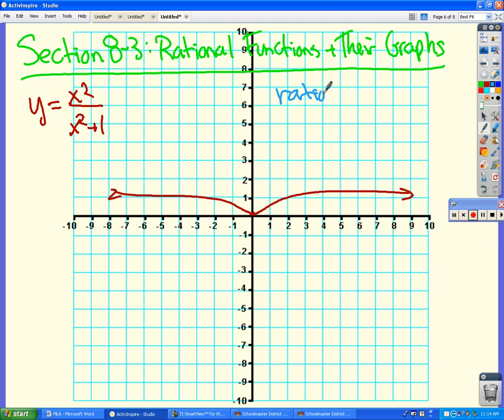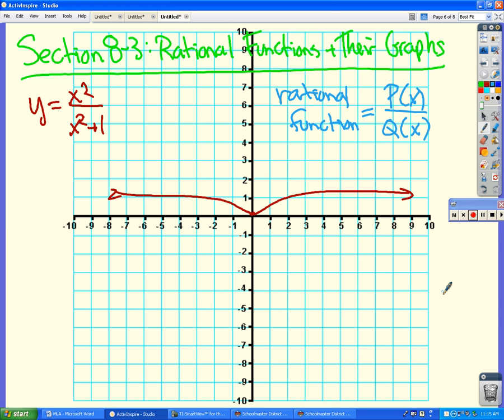A rational function, you should think fraction when you hear the word rational, because a rational number is any number that can be expressed as a fraction. So a rational function is two functions being divided by each other. So p of x over q of x. In this case, x squared over x squared plus 1 is a rational function because there's a function on top and there's a function on the bottom. So we're going to look at three different types of rational functions.